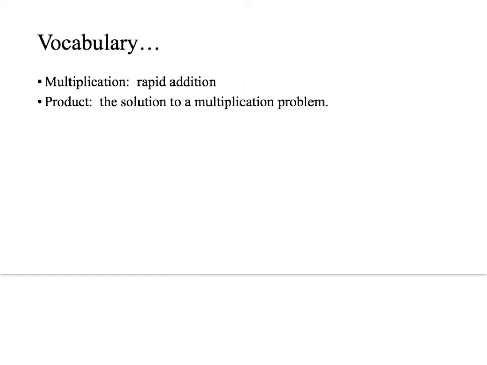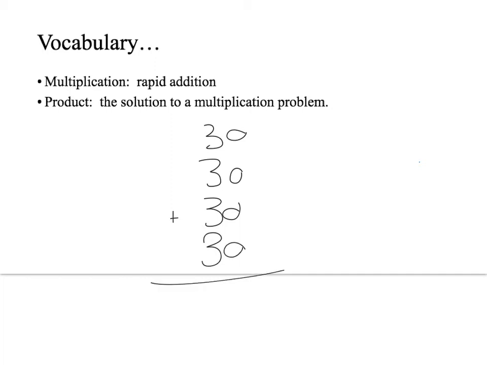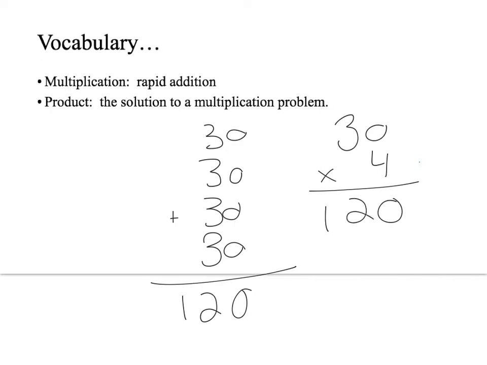Multiplying whole numbers. Two vocabulary terms. Multiplication is rapid addition. So rather than doing 30 plus 30 plus 30 plus 30, 4 times, 3, 6, 9, 12, getting 120, you could do 30 times 4 and get the same product.